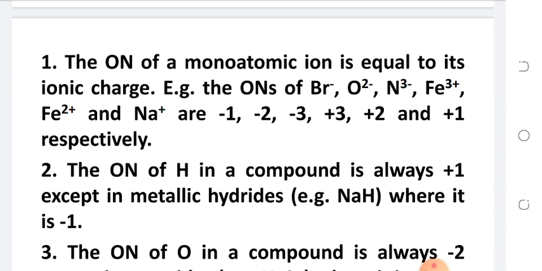So for hydrogen to gain an electron in order to attain a duplet structure, it is going to have a charge of -1, and that is why the oxidation number of hydrogen in such compounds as the metallic hydrides, where hydrogen gains an electron, is going to be -1.